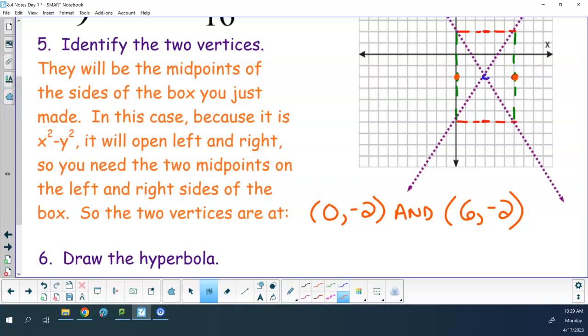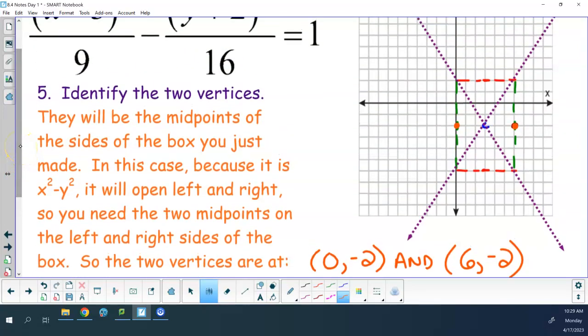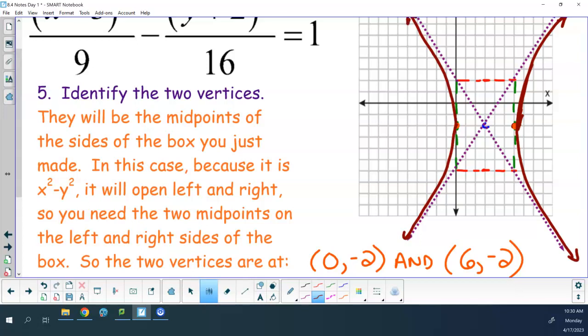Now we get to draw it in. In step number 6, we draw in our hyperbola. The nice part is there's no guesswork for it anymore. We know it goes through the vertices. We know it's got the asymptotes here. So we just hit and move it along. It just ends right along the asymptotes.